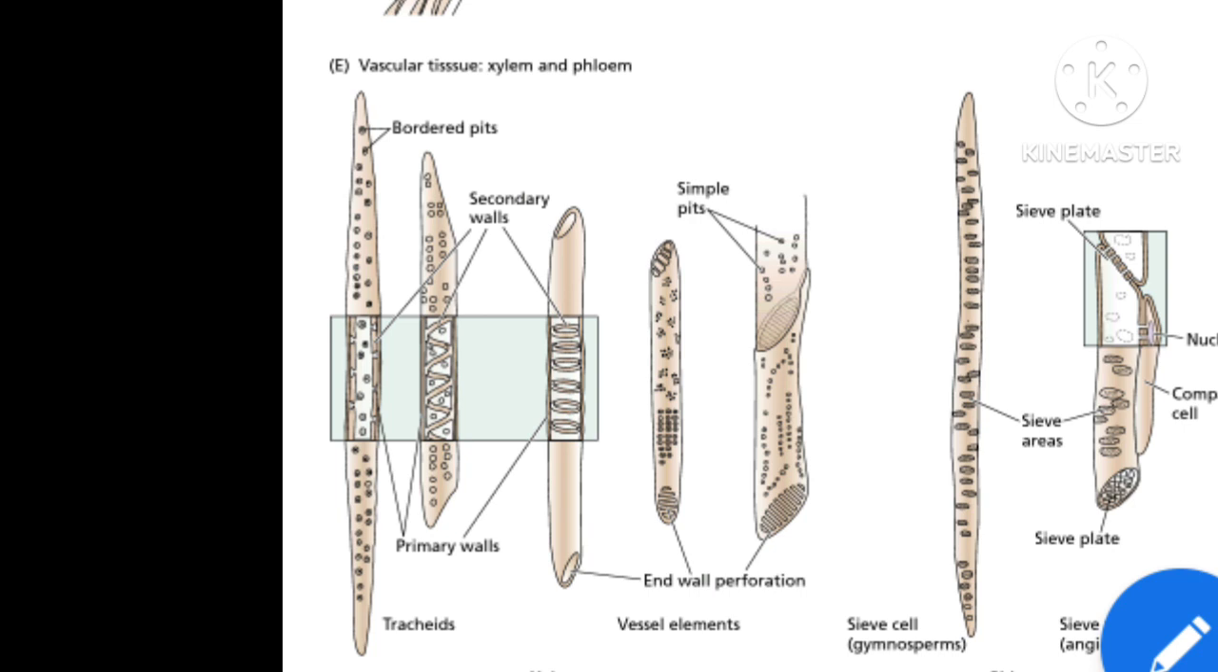A vessel is a long cylindrical tube-like structure which is made up of many cells called vessel members, each with a lignified cell wall and a large central cavity. The vessel cells are also devoid of protoplasm, and the vessel members are interconnected through perforations in their common wall. The presence of vessels is a characteristic feature of angiosperms.